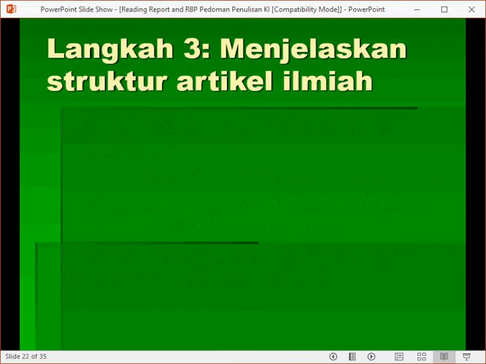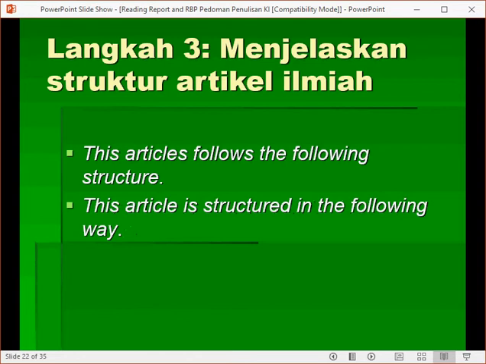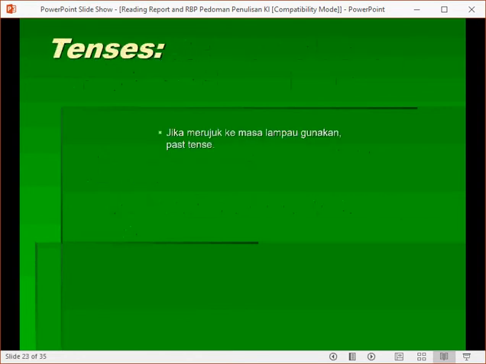And then, number 3, you describe the structure of the scientific article. For example, this article followed the following structure, blah blah blah blah. This is for the introduction. This article is structured in the following ways, blah blah blah. Okay.